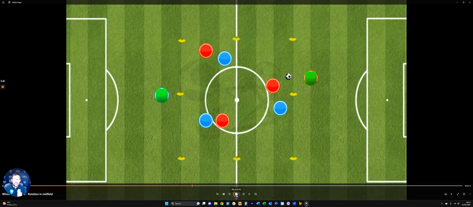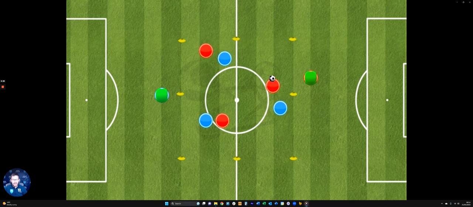And I'll give them a 2 second gap: if everyone goes in, I'll give them 2 seconds for someone to recognise to get out. If not, I'll give a free kick to the other team. Okay, so what we're then looking to do is play forward as much as we can.